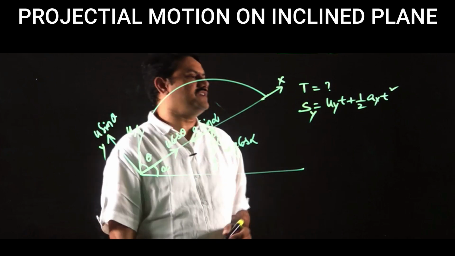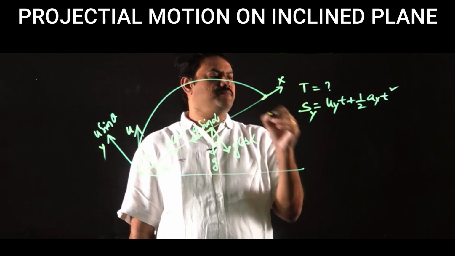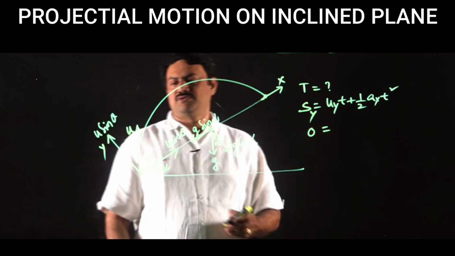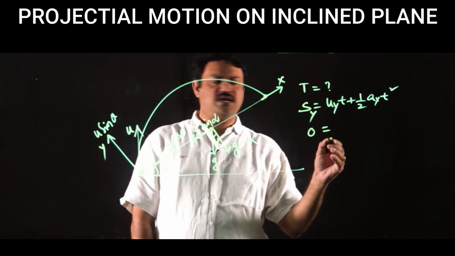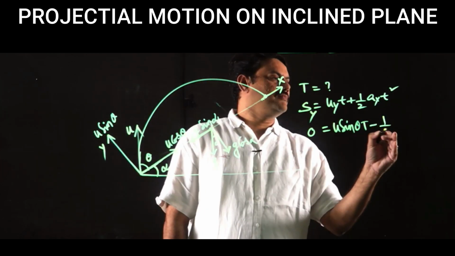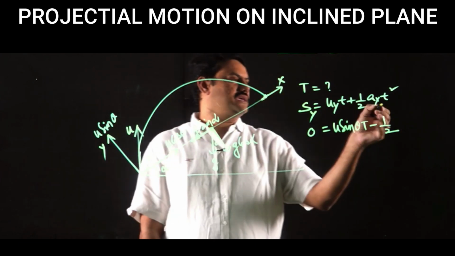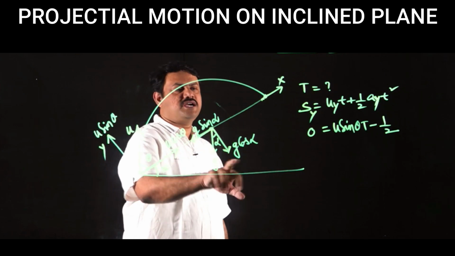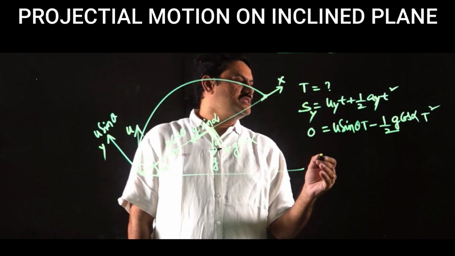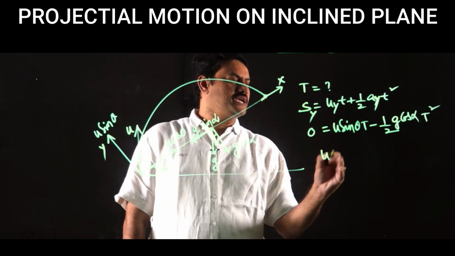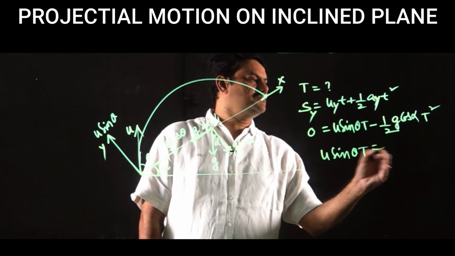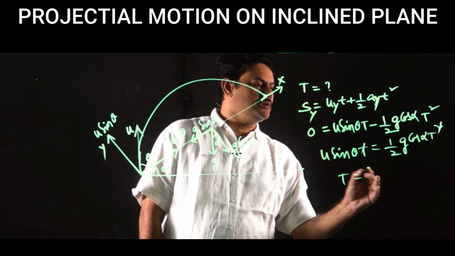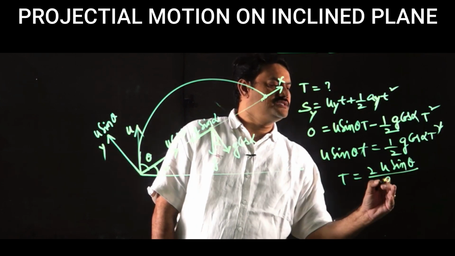According to this equation, Sy, the displacement in the same plane, is equal to 0, equal to uy t, so uy means u sin theta into t, minus half, acceleration in the y direction, ay is g cos alpha, into t square. So based on this equation, u sin theta into t is equal to half g cos alpha into t square. So t is equal to 2u sin theta by g cos alpha.